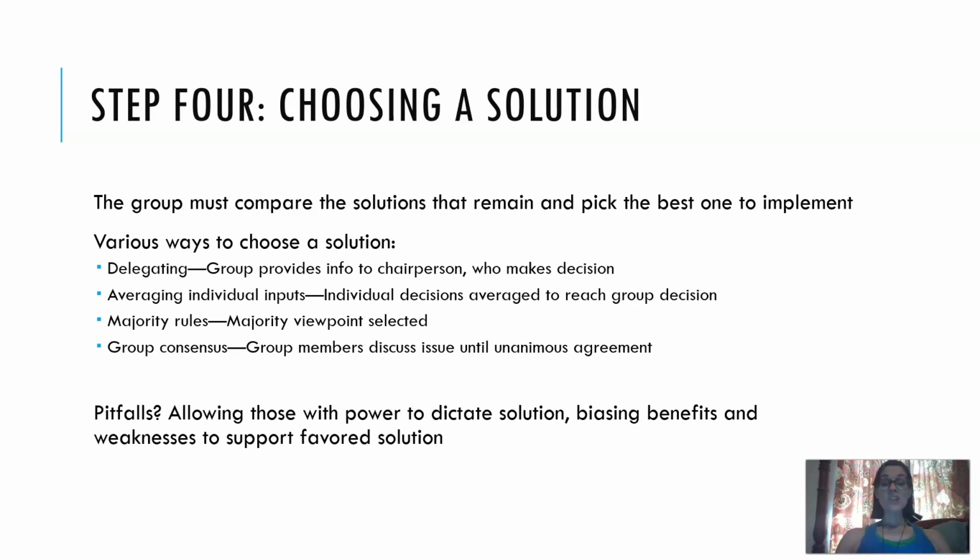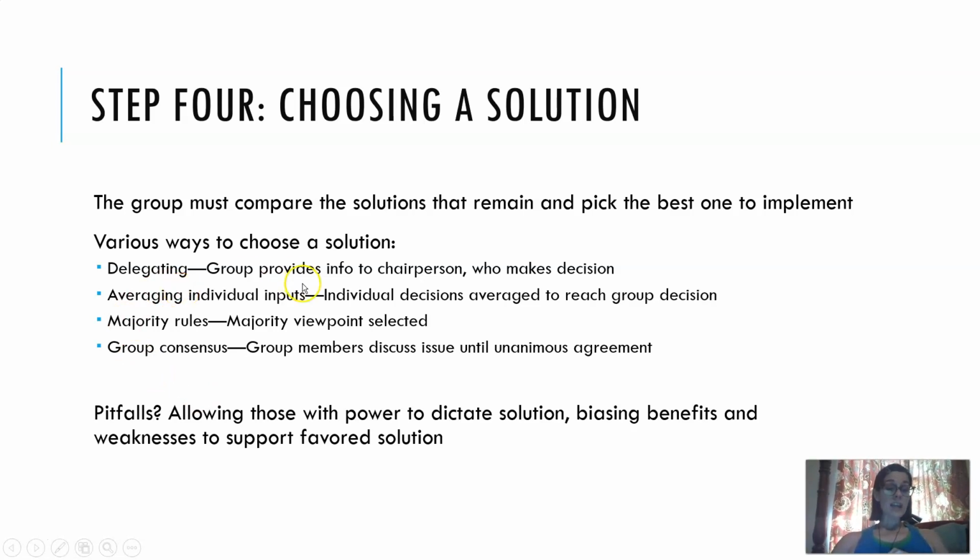Step 4 is choosing the solution. So the group needs to compare the solutions that are remaining, the ones that are workable, and pick the best one to implement. And there are various ways that you can go about choosing that solution. You can delegate, you can average individual inputs, you can do majority rules, or you can do a group consensus.